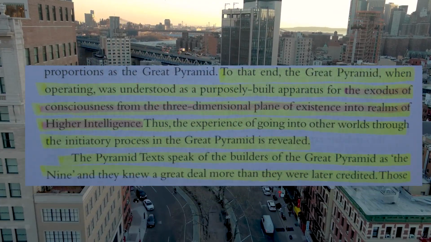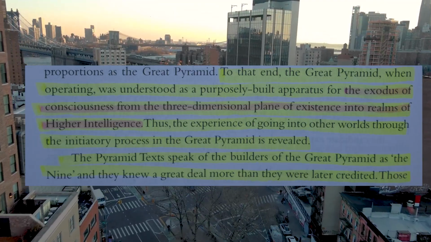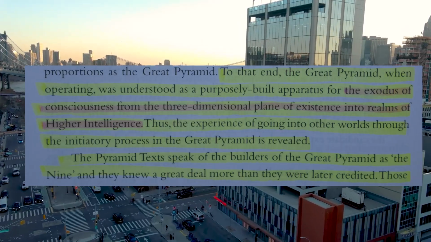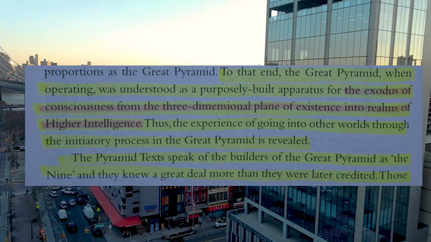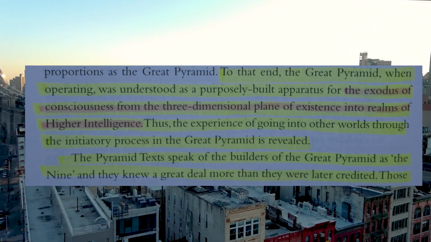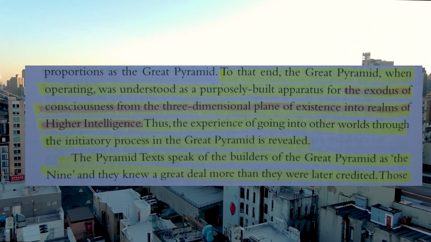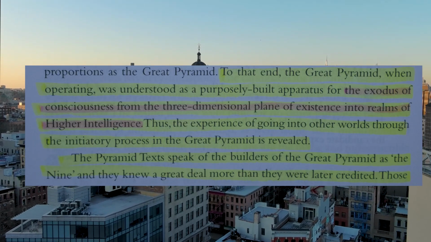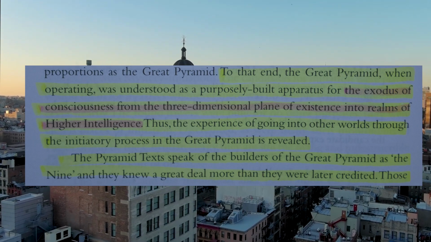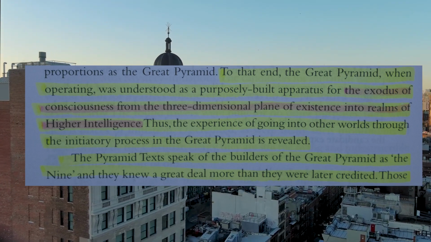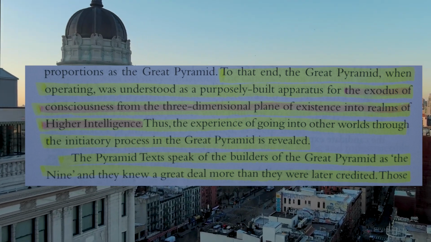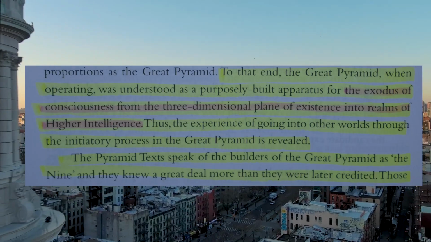To that end, the Great Pyramid, when operating, was overstood as a purposely built apparatus for the exodus of consciousness from the three-dimensional plane of existence into realms of higher intelligence. Thus, the experience of going into other worlds through the initiatory process in the Great Pyramid is revealed. The pyramid texts speak of the builders of the Great Pyramid as the Nine.